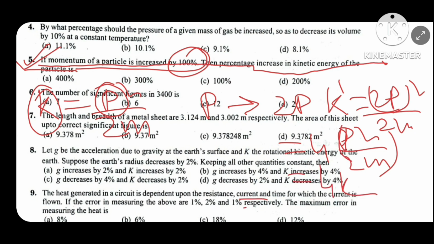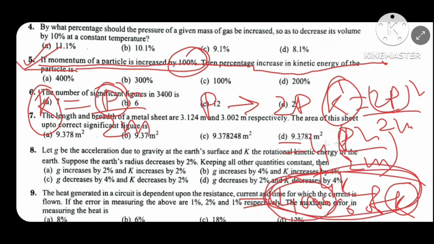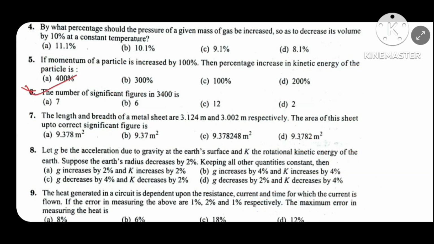Now 4K means 400% of K. So K becomes 400% of K. Therefore, increment of K is 400 minus 100, that is 300%. Okay, understood? The number of significant figures of 3400. Look at this, the zeros at the right side of non-zero digits are not significant. So here number of significant digits is only 3 and 4. So this is 2.